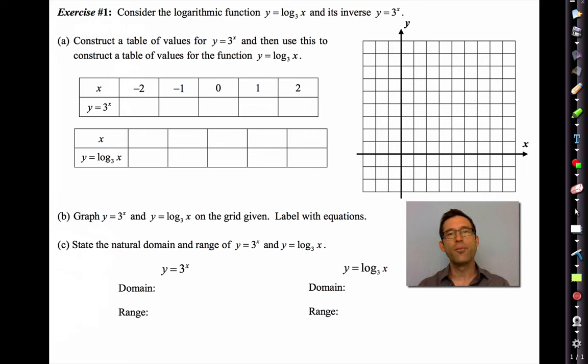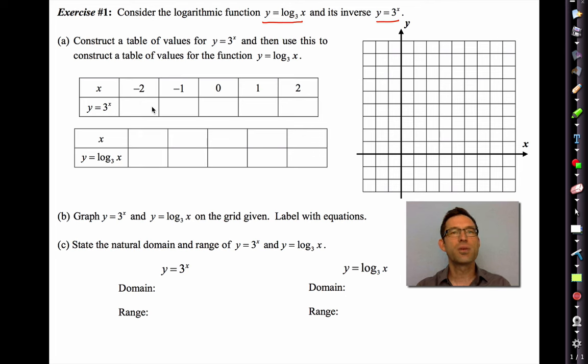Now, the most fundamental thing about logarithms in general is understanding that they're inverses of exponentials with the same base. So when we look at something like y equals the log base 3 of x, we should automatically know that it is the inverse of y equals 3 to the x. And again, remember, all inverses do is reverse the action of a function. So watch how we're going to graph log base 3 of x. What I'm first going to do is generate a table of values for y equals 3 to the x.